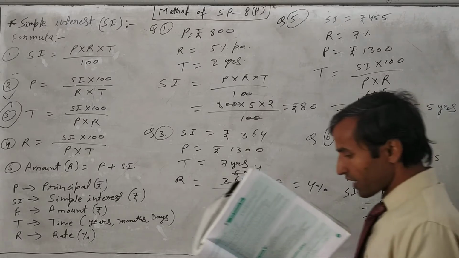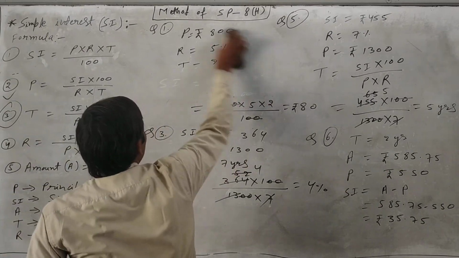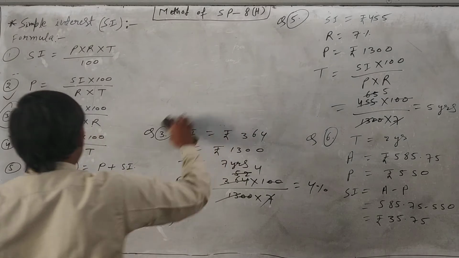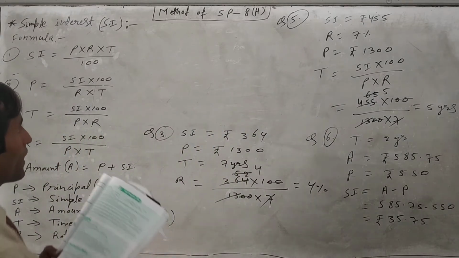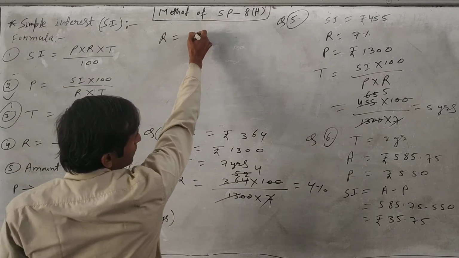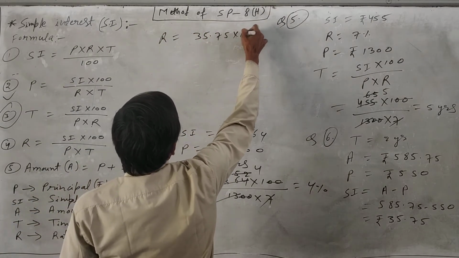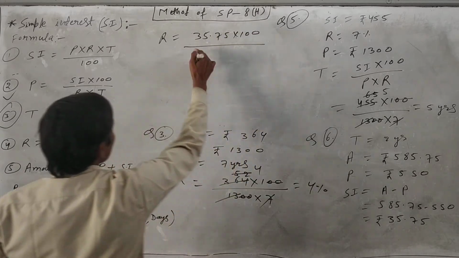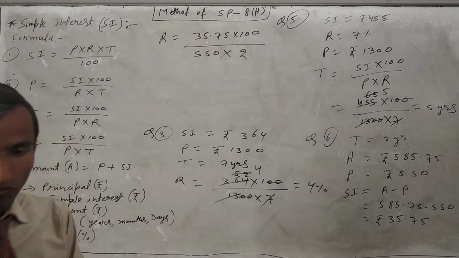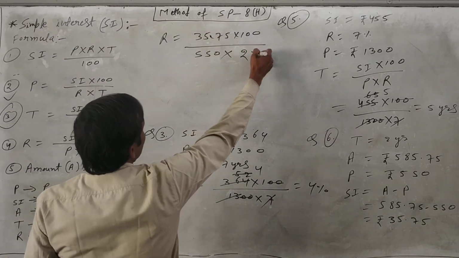Now we have to find rate percent. So just we will apply here R is equal to this one, the formula number 4. R is equal to SI into 100 upon P into T. So R is equal to SI. In place of SI just put 35.75 into 100 upon, in place of P we will put 550 and time is 2. Okay. Now we will simplify that. So just remove this point.